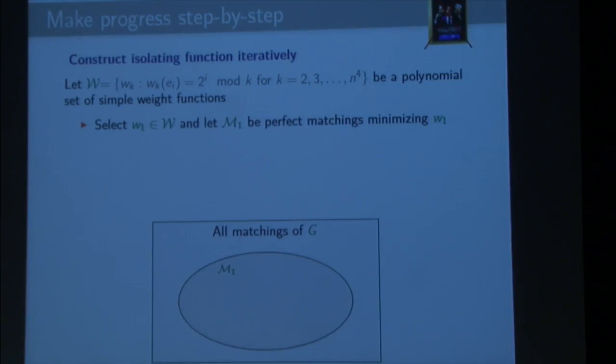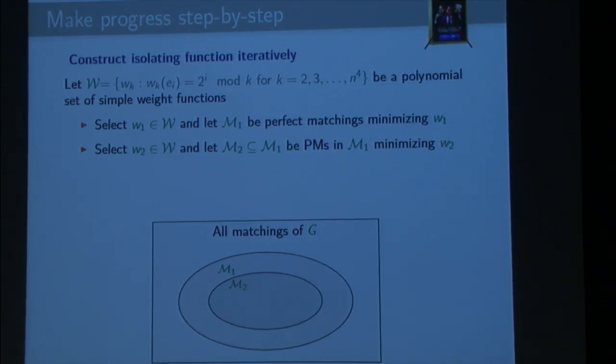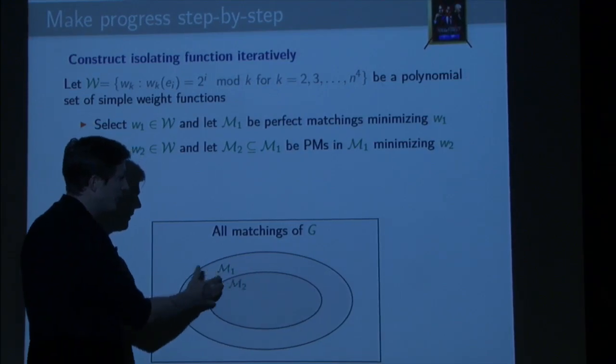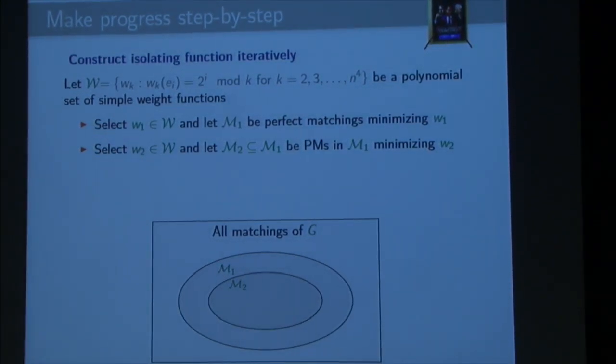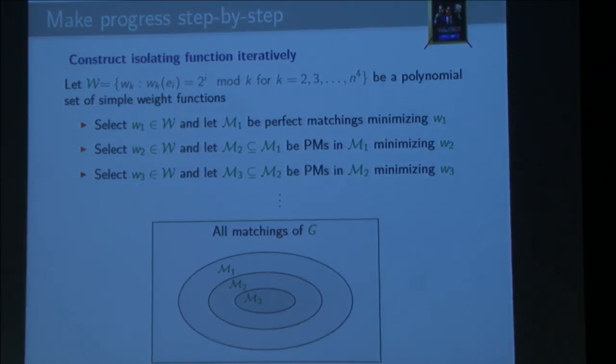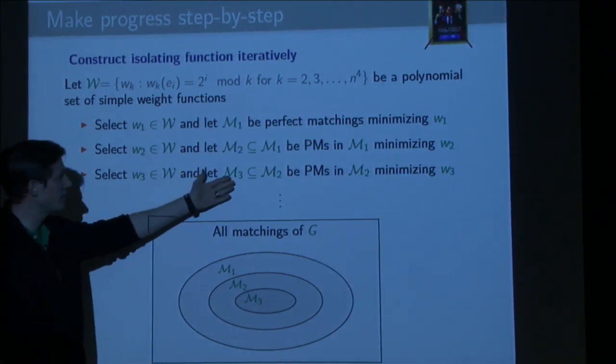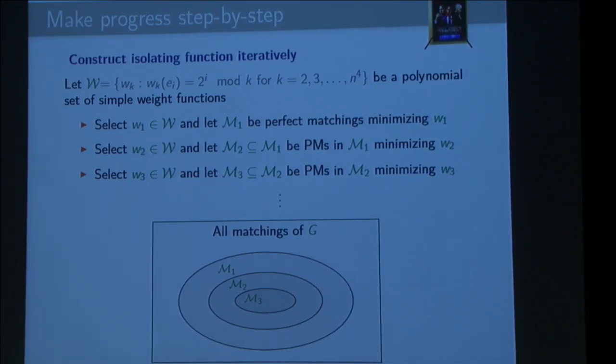So they select some weight function W1 from this family. Then we look at the set M1 of matchings that minimize this weight function. If M1 would be a single matching, you're done. But it might be bigger. So if it's bigger than one matching, what they do is select a second weight function from the same family. And now they let M2 be all the matchings out of M1 that minimize weight 2. So basically, you first minimize W1. Subject to the matchings that minimize W1, you now minimize W2. So it's lexicographic minimization. And now you select W3, and you let M3 be the matchings of M2 that minimize W3. And you continue.